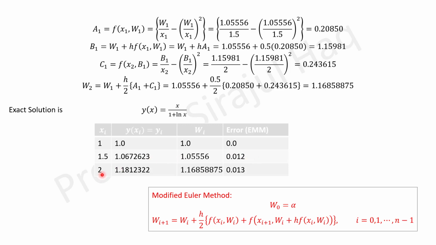And when you replace x by 2 in this equation, you are getting this is the exact solution. This is the approximate solution which you got here. The difference between the two is 0.013. Now, if you do a comparison with the Euler method, in this method our error is small as compared to the Euler method. So the solutions with the help of the modified Euler method are slightly better than those of the Euler method.